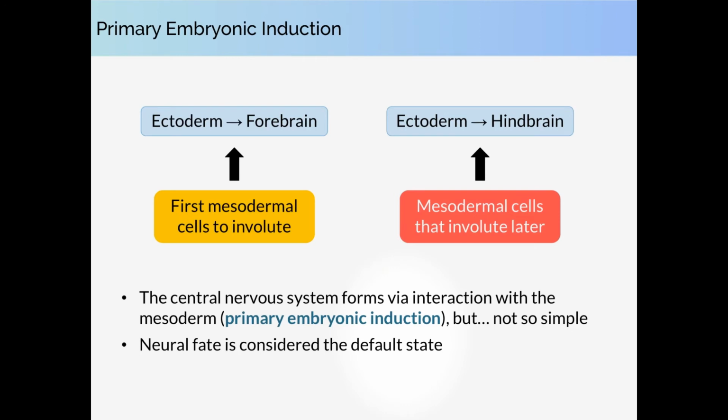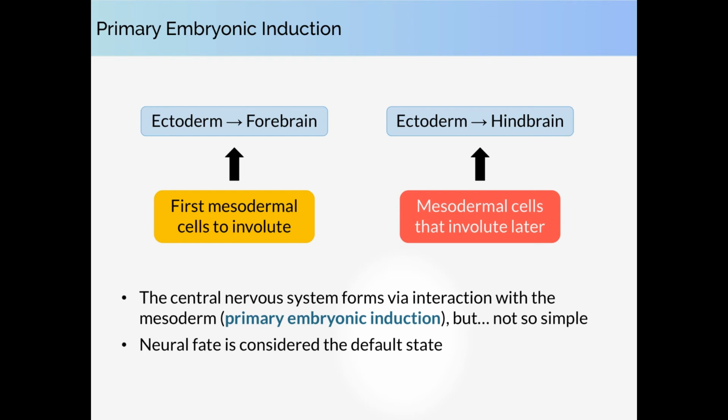For example, in the central nervous system, the specification along the anterior-posterior axis involves the induction of the ectoderm to form different nervous system structures depending on which mesodermal cells it receives signals from. So the first mesodermal cells that involute into the embryo will induce the ectoderm above them to produce anterior neural structures like the forebrain, which is the most anterior portion of the brain. On the other hand, the mesoderm that involutes later will signal the ectoderm to form more posterior neural structures like the hindbrain and the spinal cord.